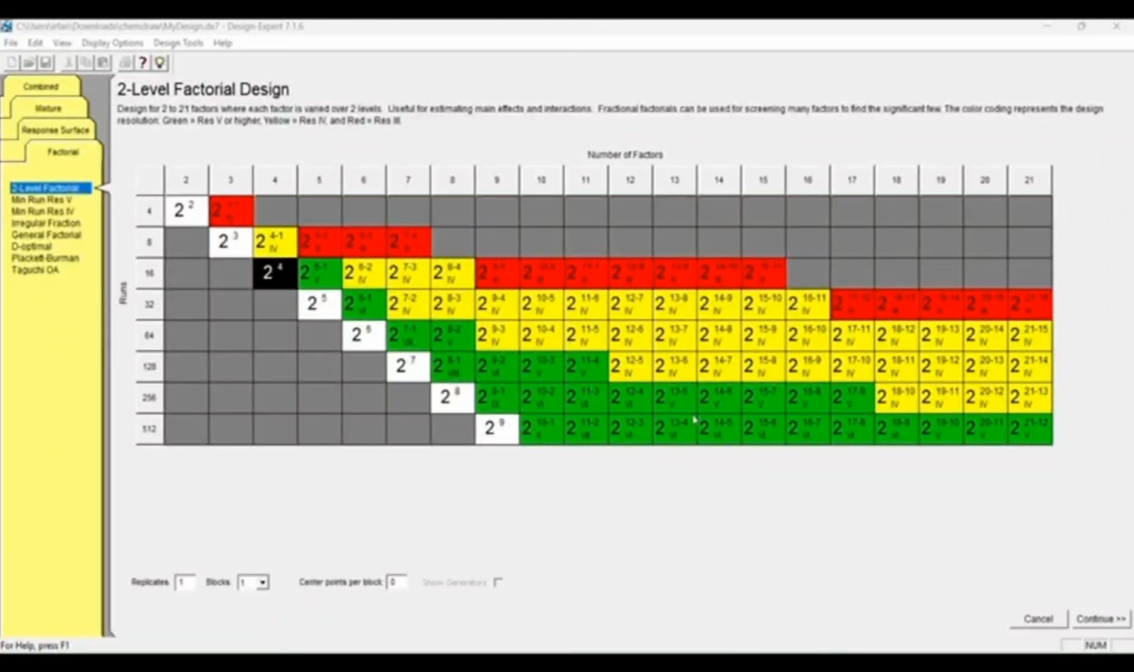Okay, right now we will go into two-level factorial design using the data that already has been given. So the data has 4 factors. So we will be going to use 2 to the power of 4 factorial because of 4 factors. So we choose 2 to the power of 4 and we click continue.